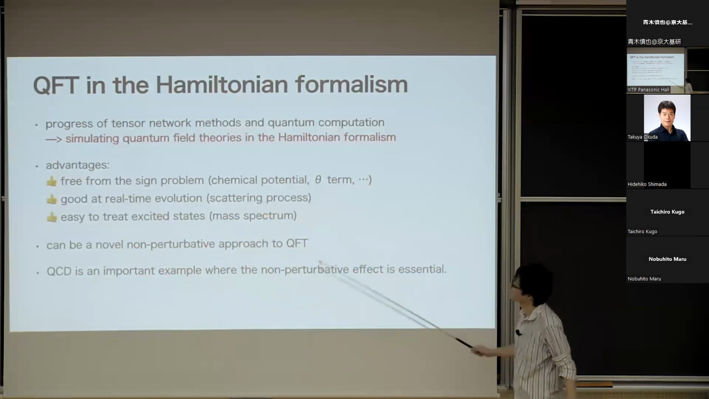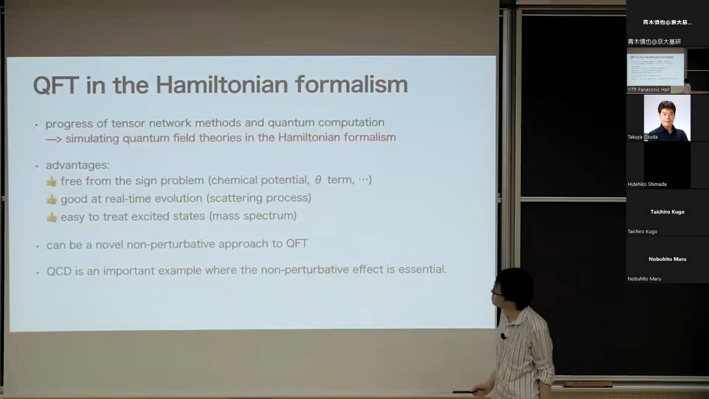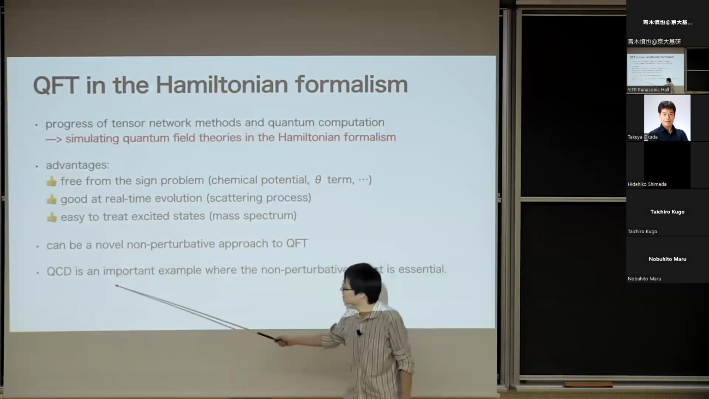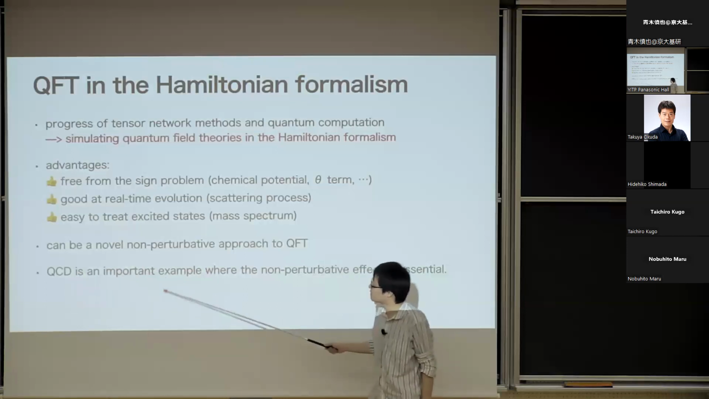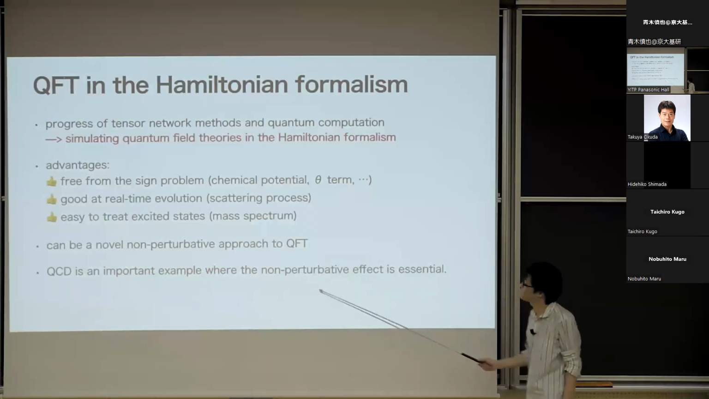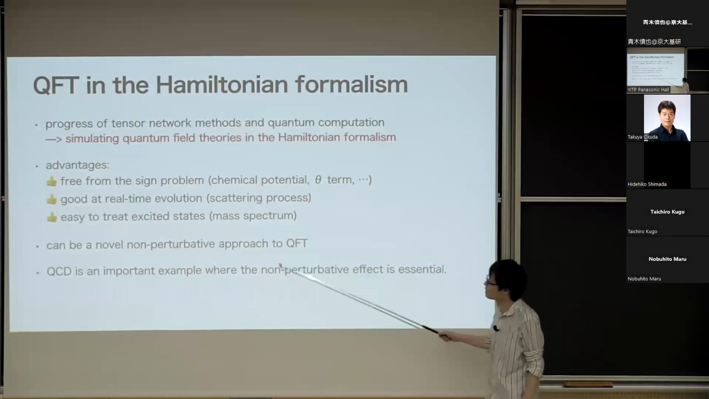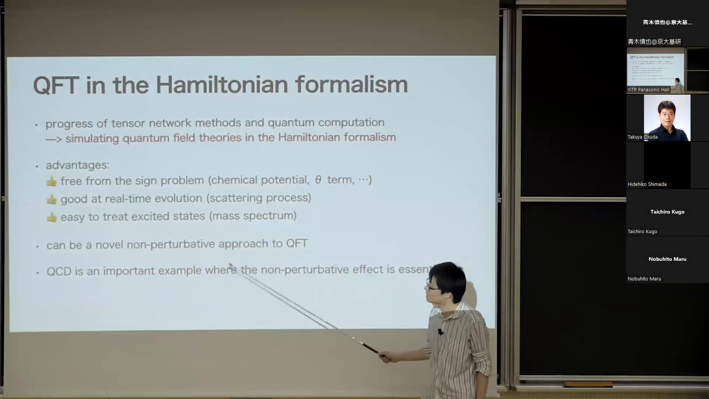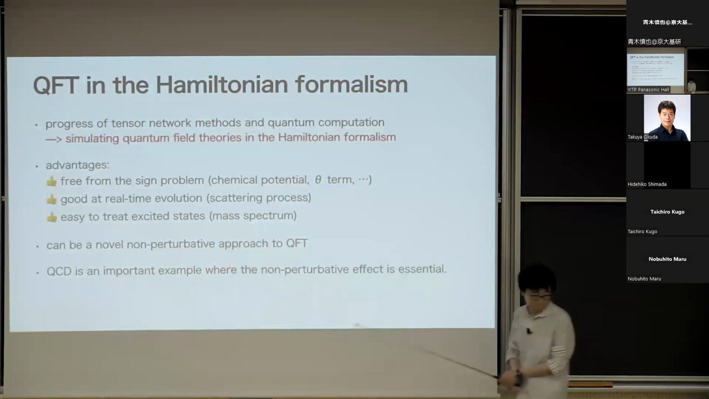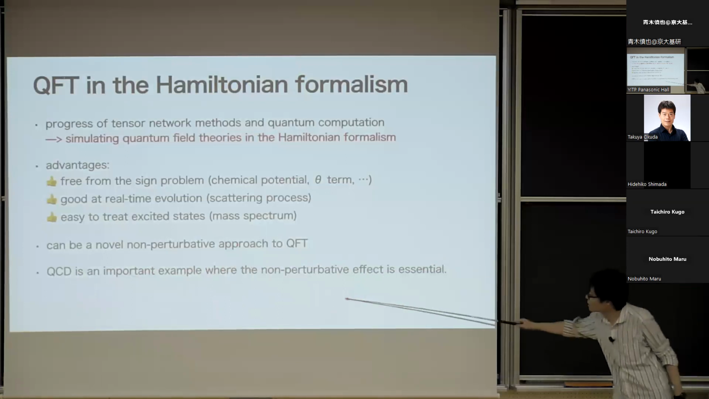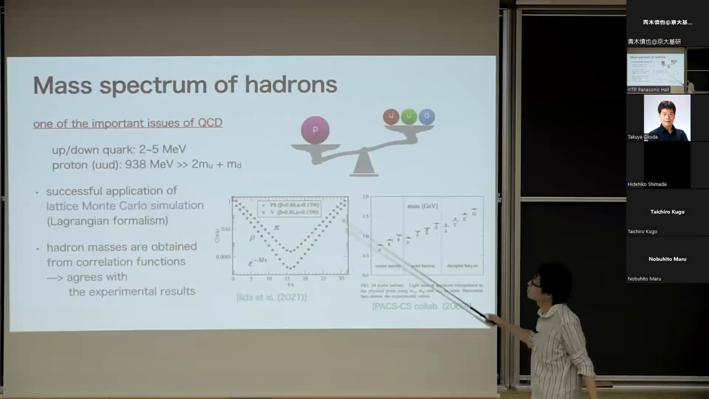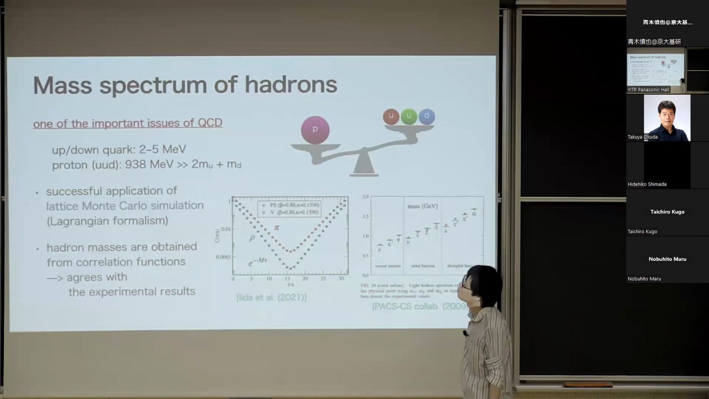So we want to consider this possibility. For example, QCD, quantum chromodynamics, is an important example where the non-perturbative effect is essential. So if we can establish this kind of nice non-perturbative method, we can apply such a method to QCD. As I said, the QCD non-perturbative effect is important. So let me show where such an effect is important.